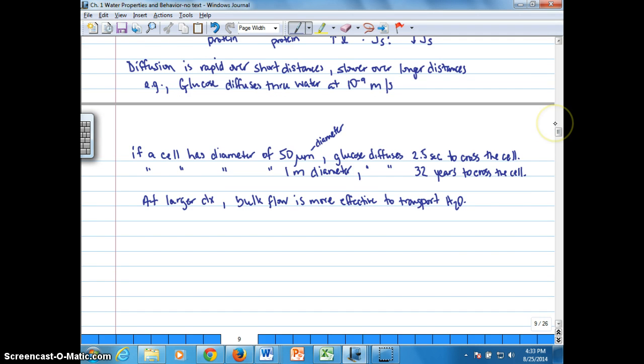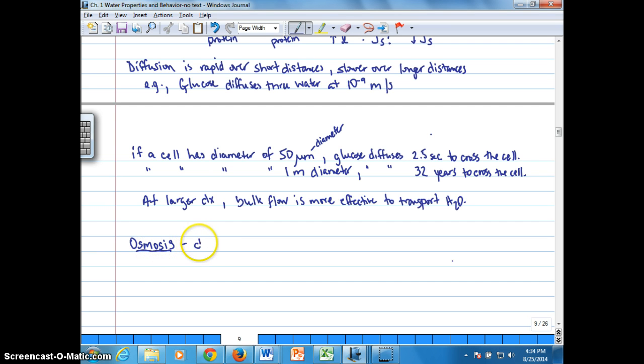All right. So we've talked about diffusion. We've talked about factors that affect diffusion. And so when we're looking at cells, we want to make sure that we know the term used to describe the movement of water down a concentration gradient, which is osmosis.